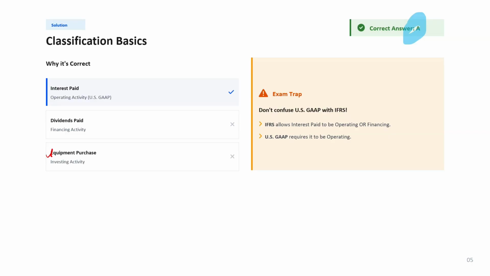Just memorize this. Interest is an operating activity because it is related with the day-to-day operations, and dividends paid is a financing activity because we are returning capital to shareholders.